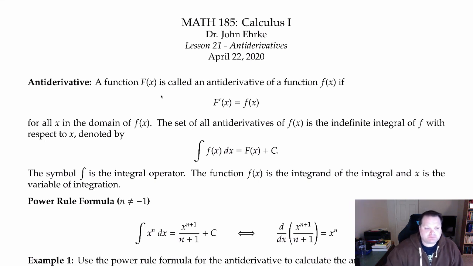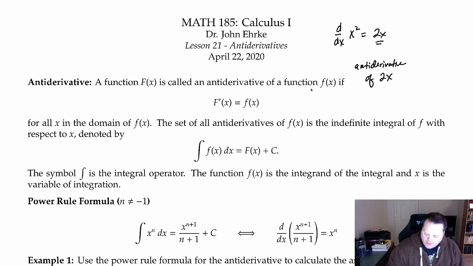So we're going to start with the definition. If you have a function, we'll call it capital F here, that function is an antiderivative of little f if the derivative of the antiderivative is the function. In other words, we know that the derivative of x squared is 2x. So this tells me that the antiderivative of 2x is the function x squared.